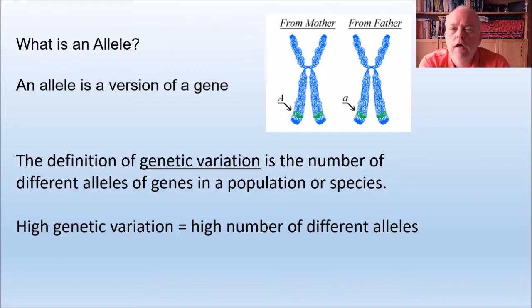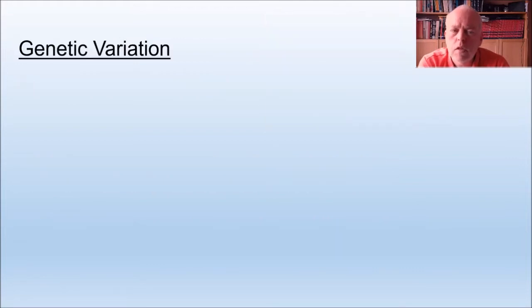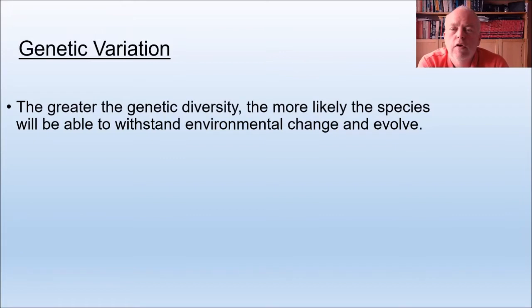Therefore, if we've got particularly high genetic variation within a population, we are looking at a high number of different alleles within that population. And the consequences of this are really quite important. If we have that high level of variation, that greater variety of different alleles within the population, that's going to give a particular population, a particular species, a greater likelihood of survival, a better chance of survival. They're more likely going to be able to withstand any environmental change and evolve as a population as time goes on.